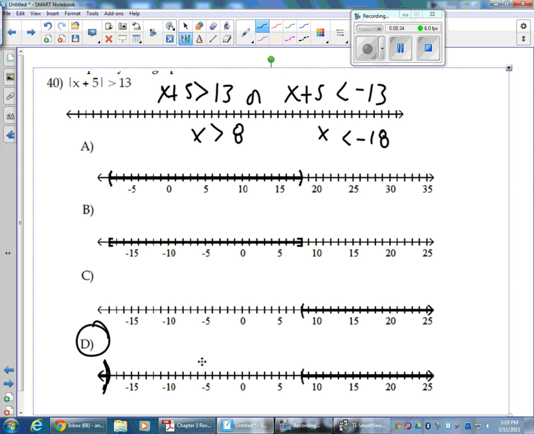So notice it's a parentheses. That's the less than. If it was less than or equal to, it'd be a bracket.